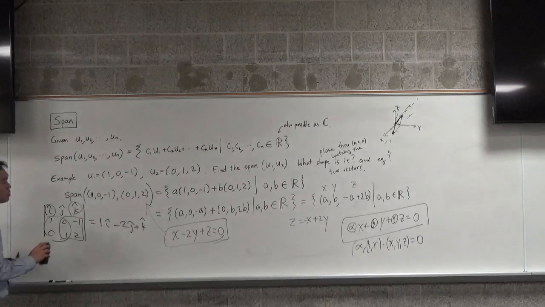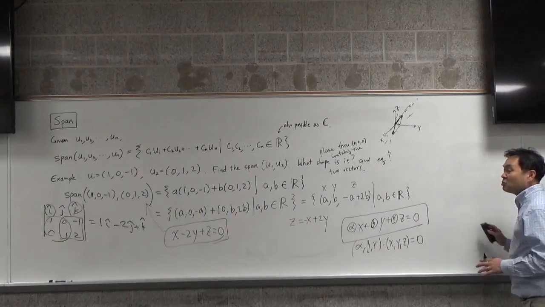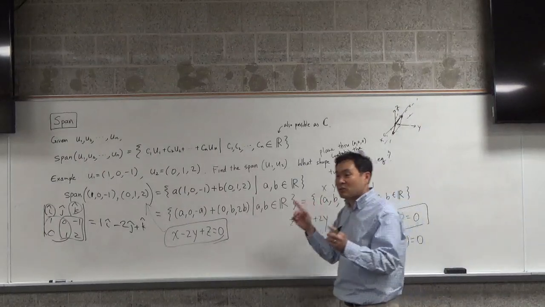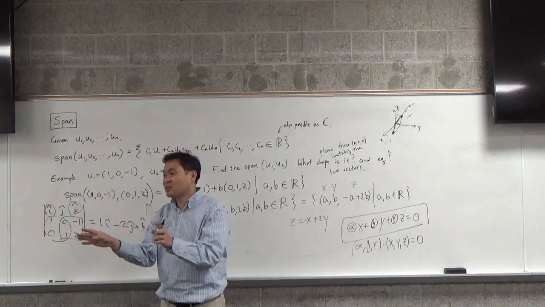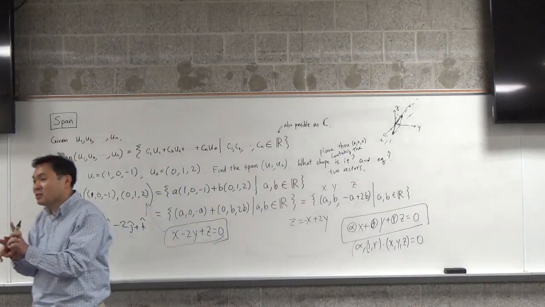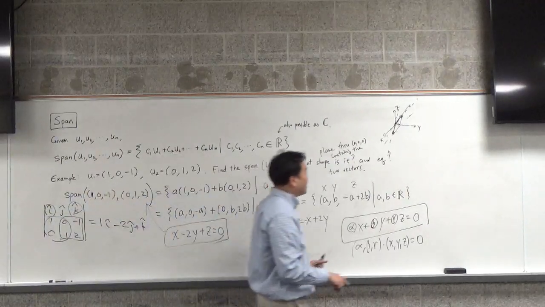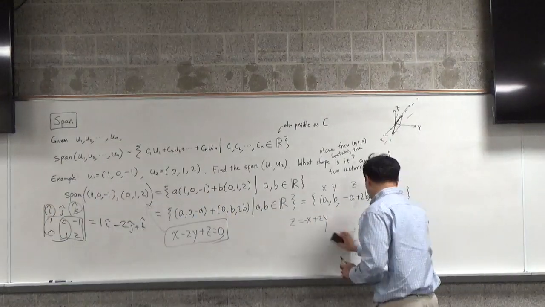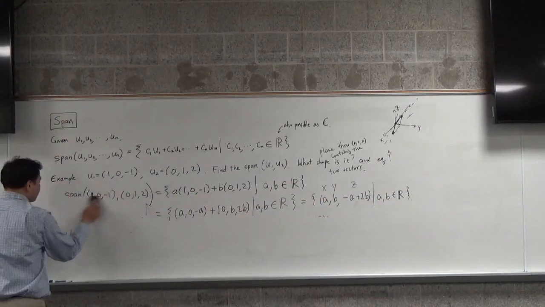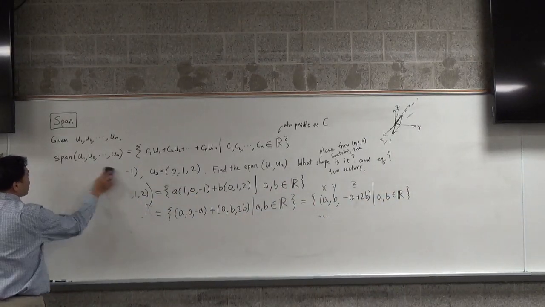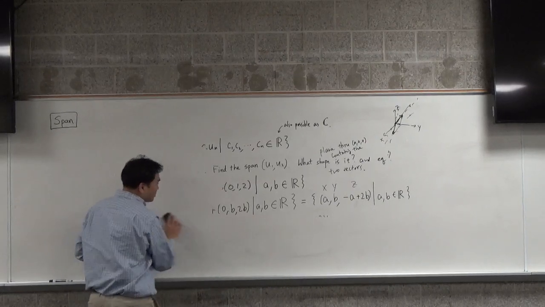Okay, so hopefully you understood now what the span is doing. If you're given multiple vectors, what does it do? It builds the entire space that contains the vectors. Okay? So a way to say this, to understand this more abstractly, I have to talk about subspaces.